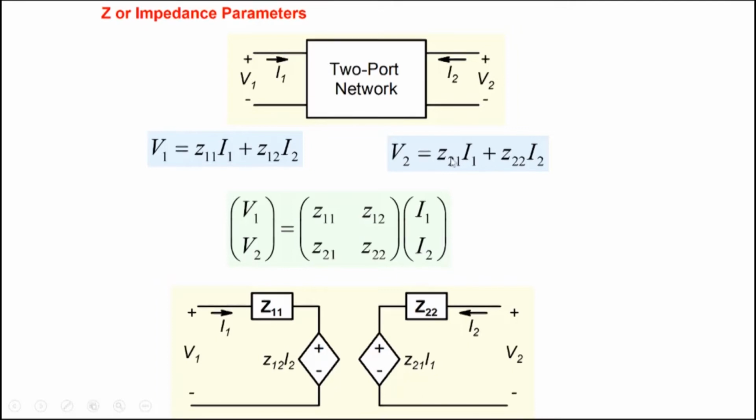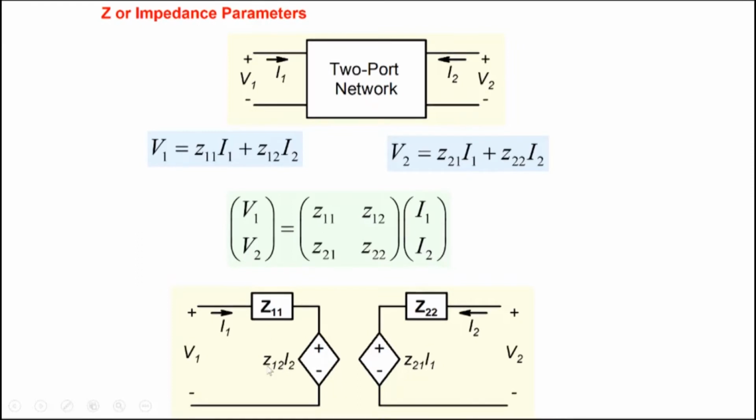And similarly, V2 is Z21 I1 plus Z22 I2, so that also can be represented as, this term can be represented as simply an impedance here, and this one can be represented as a current dependent voltage source here. So both of them are current dependent voltage sources. So what we are saying is, any 2-port network that is given to you, and it's a linear network with no independent sources inside, you could represent them in this particular form here.